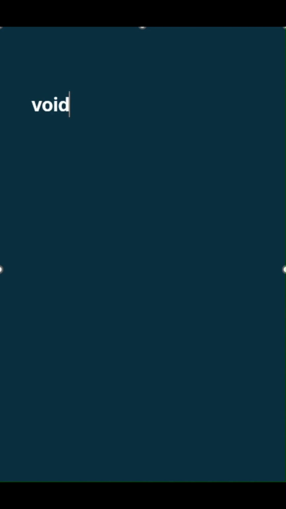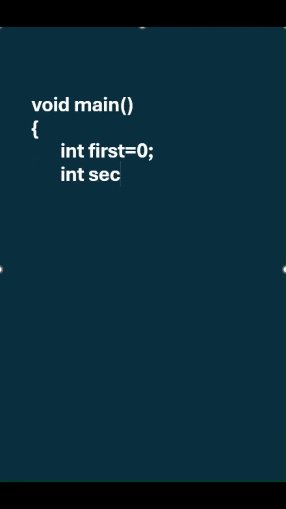So first we will write void main and then two round braces, then we'll open a block, and here inside we will write the first number. We already have the first number, that is first is equal to 0, and we also have the second number, which is also an integer. Then we will write second is equal to 1. Now we have the first and the second number. The third number is calculated by adding these two numbers.